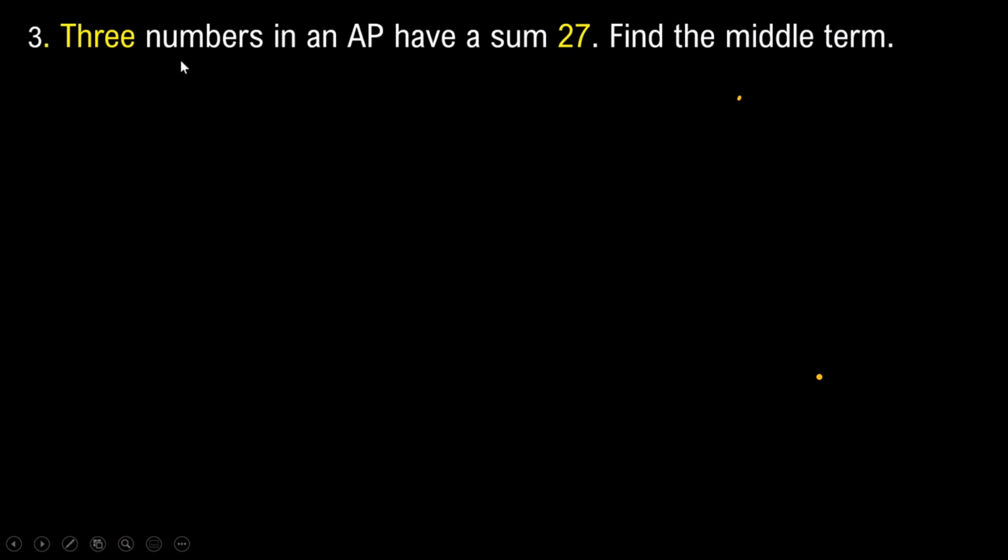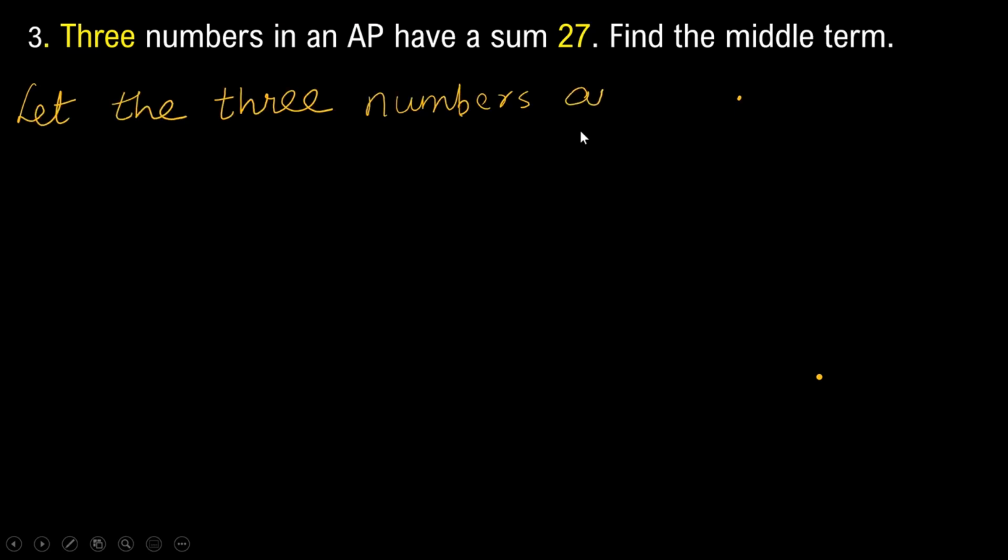So this is the three numbers in AP have the sum 27. So it is not given which three numbers. So only given that three numbers have a sum of 27. Find the middle term. Okay. Again, pause the video, try to find out on your own. That will really help you. Okay. So let's start. So let the three numbers be A minus D, A and A plus D. Why are we taking like this? Why I didn't take A, A plus D, A plus 2D? I will tell you the reason.